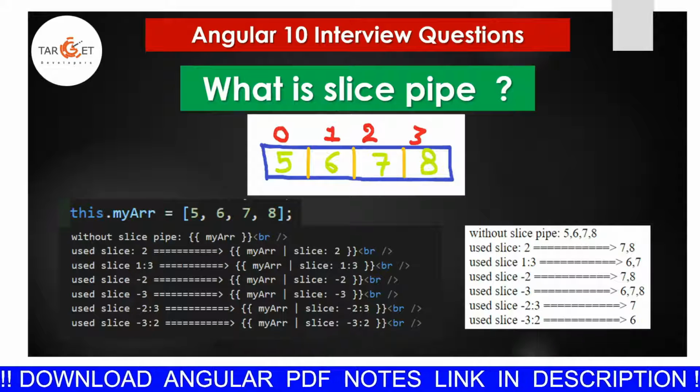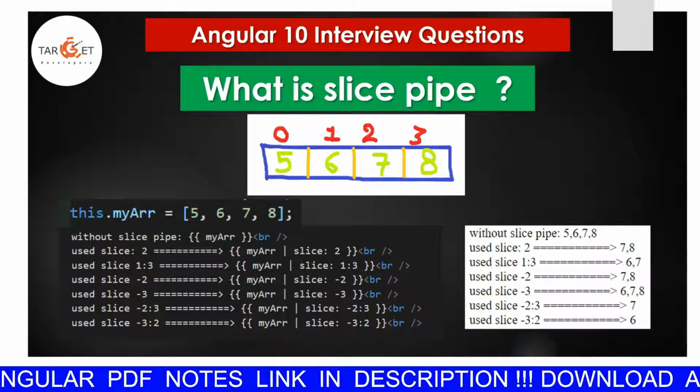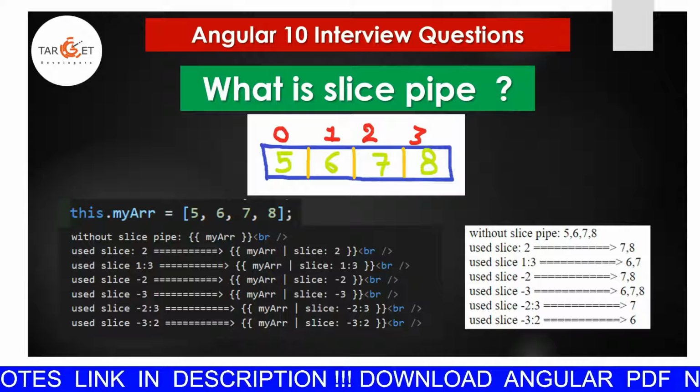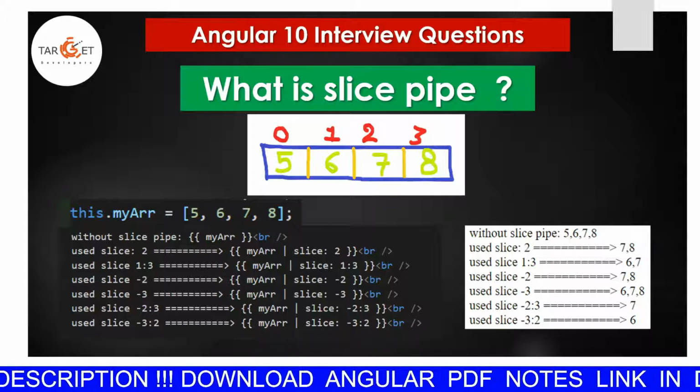So guys, we are taking this example, guys. This is my array. We are taking array 5 6 7 8. You can see the output on the right side, guys. Without the slice pipe, it is printing 5 6 7 8. Okay, we are using slice pipe of 2.